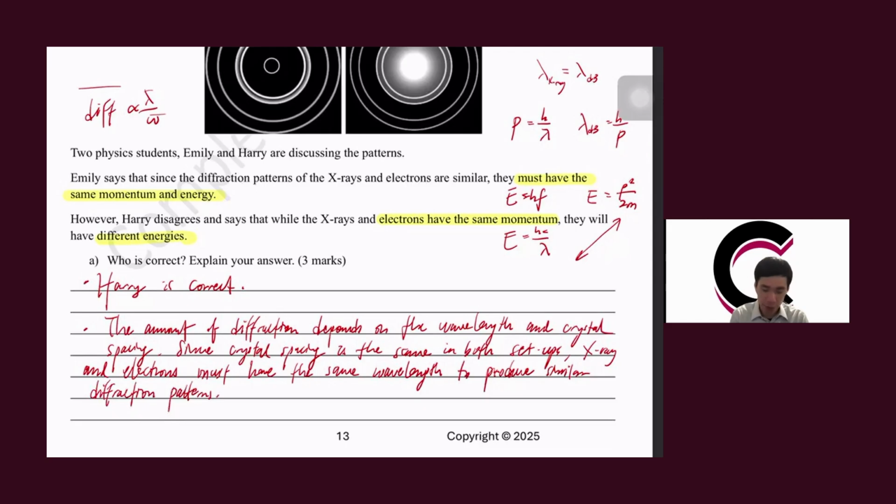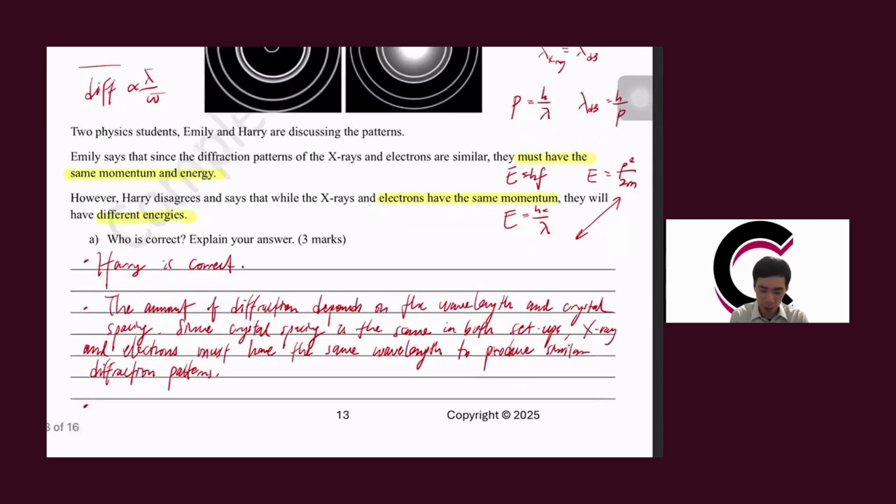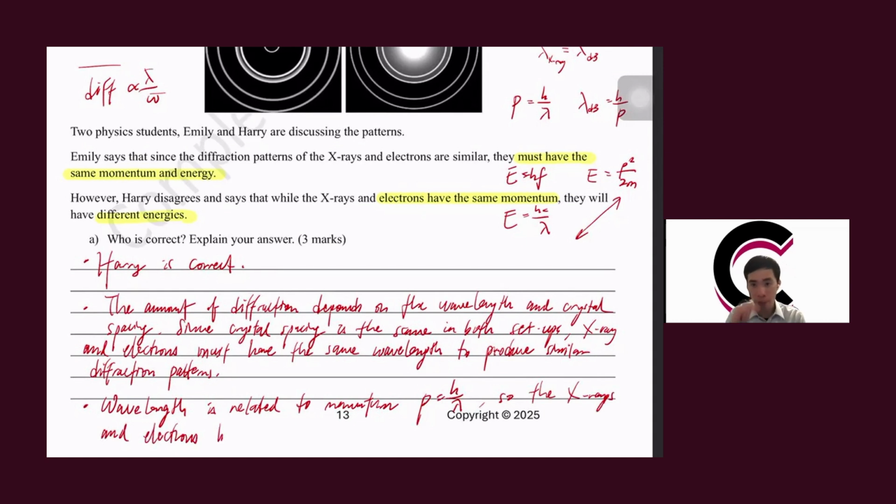Okay, now last point. You can quote another equation: wavelength is related to momentum. Or you can quote the energy equations as well if you want to take a step further. But yeah, you're trying to explain that the X-rays and electrons must have the same momentum, but not the same energy.